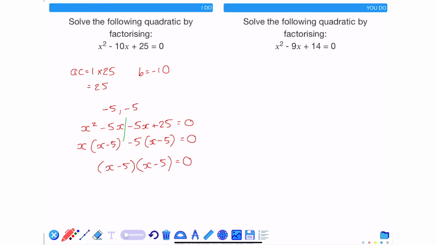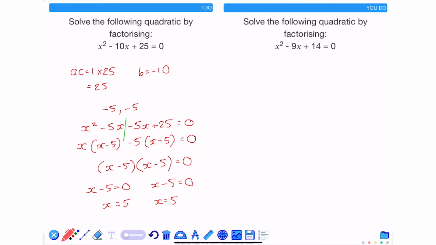The fact I've got two numbers being multiplied together and their product is equal to 0 should lead to that x minus 5 will equal 0, or x minus 5 is equal to 0, which is a repeated answer. Adding 5 to both sides will give x is equal to 5 and x is equal to 5. Here we have a repeated solution to this problem, but I have now found the value of x by factorising.